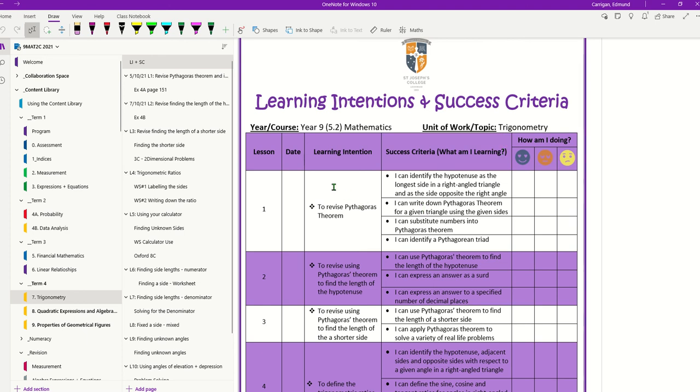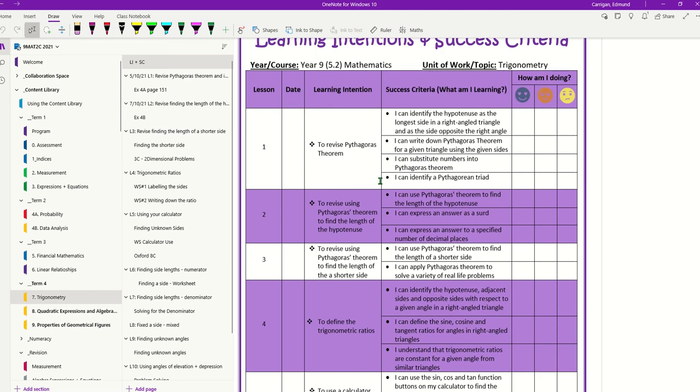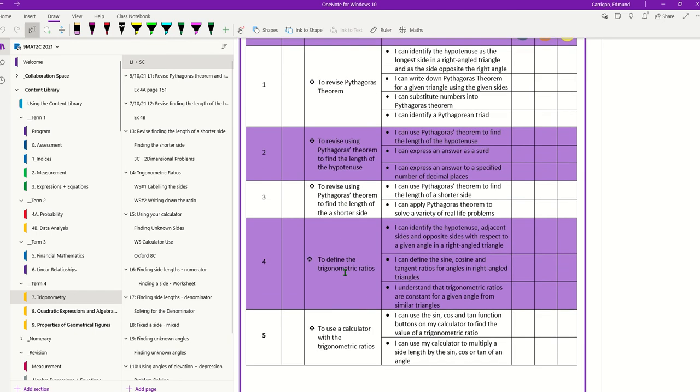Morning, Year 9. Going on with our topic trigonometry, we're up to lesson 4. Looking at lesson 4, our learning intention is to define the trigonometric ratios. Now, success criteria: what will you be able to do to show that you have mastered this learning intention?